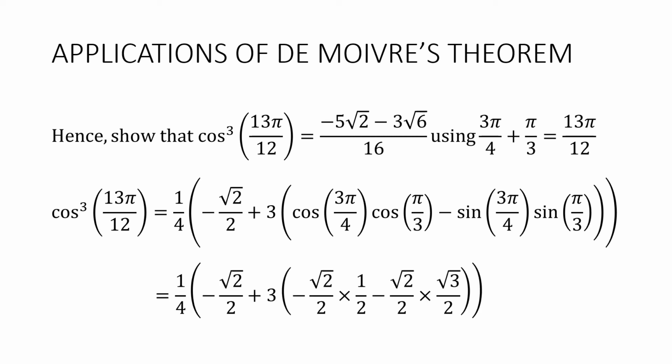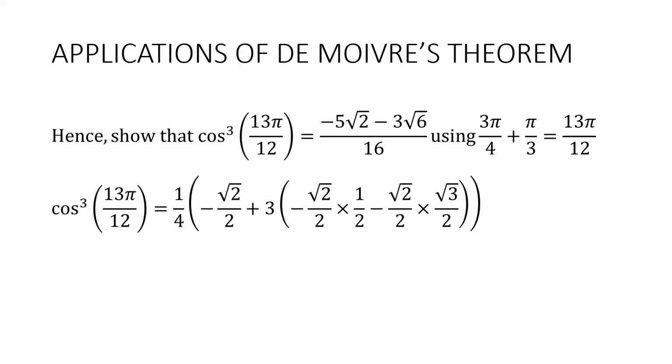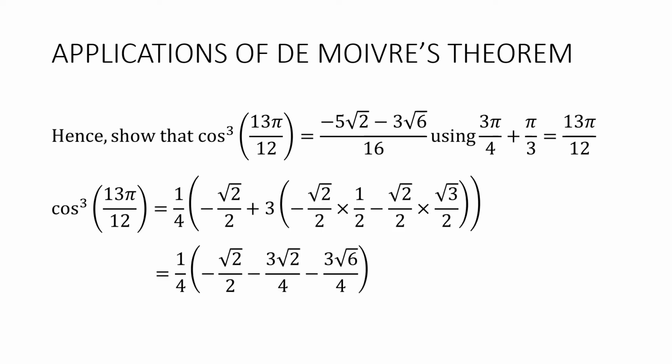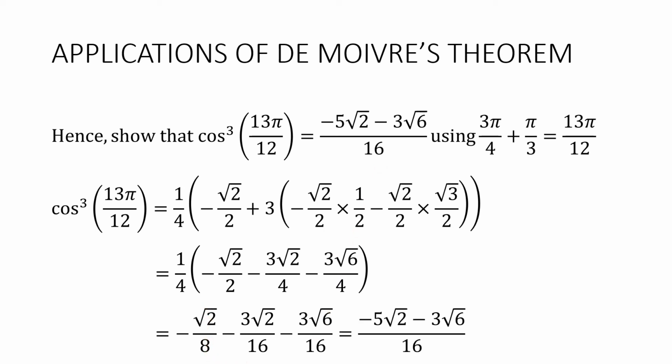So putting that all in, now what we need to do is expand through this bracket here. We get a quarter outside of negative root 2 on 2, take 3 root 2 on 4, take 3 root 6 on 4, which gives us negative root 2 on 8, take away 3 root 2 on 16, take 3 root 6 on 16. This is what we want. Are we there? Nearly. I just need to double top and bottom here, and we will end up with negative 5 root 2, take away 3 root 6 all over 16. So, long question, but fairly typical of what they ask though.